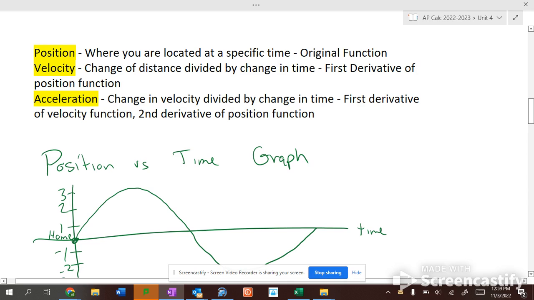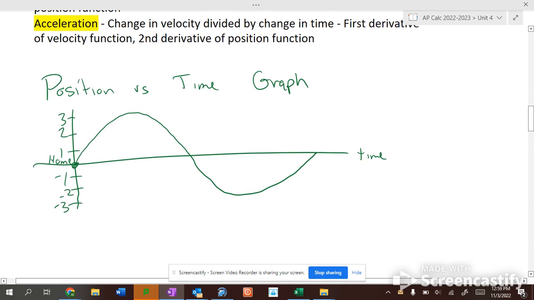Okay, now let's look at some graphs. Position versus time graph. This is you at home. Okay.